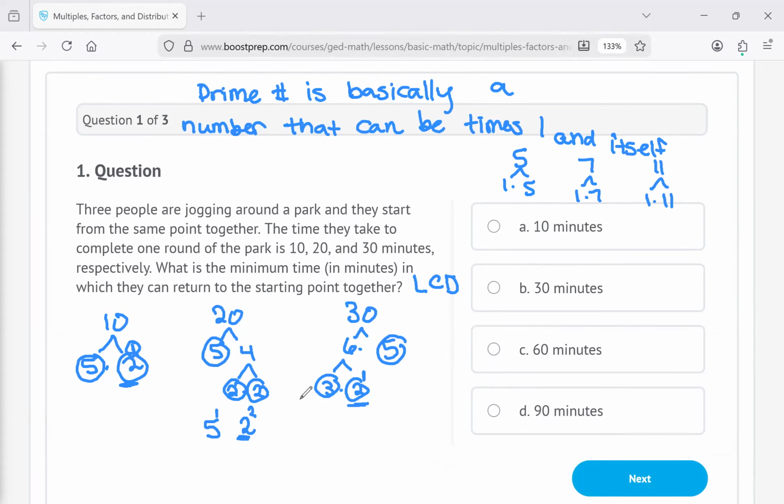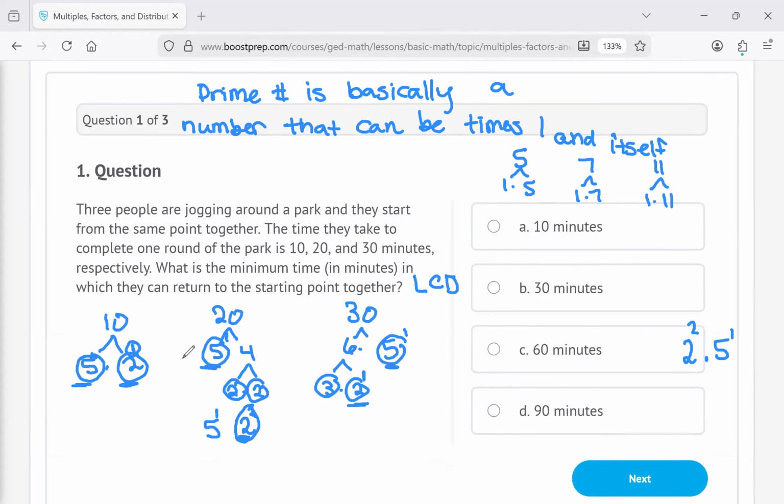So with the LCD, if you have a repeating base, which we said was a base of 2, pick the one with the highest power. So between the 2 squared and the 2 to the 1, you're obviously going to pick the 2 squared because that's the one with the highest power. Then you're going to bring down anything that's non-repeating. So we have a base of 5 here and a 5 there, and so we do have a repeating base of 5, but they're all to the power of 1. So it's just going to be 5 to the 1.